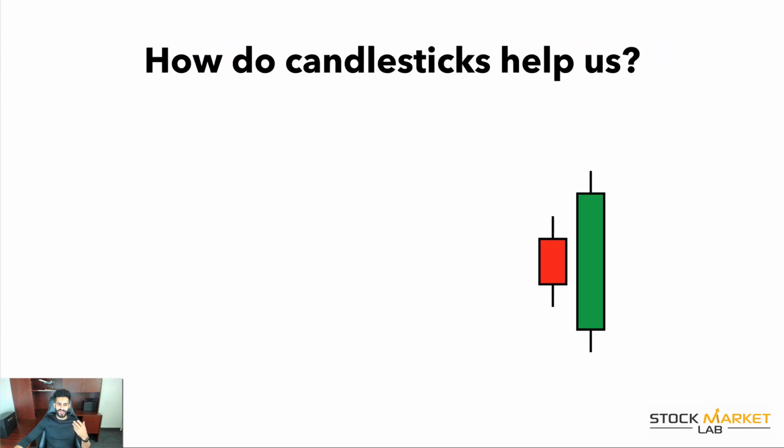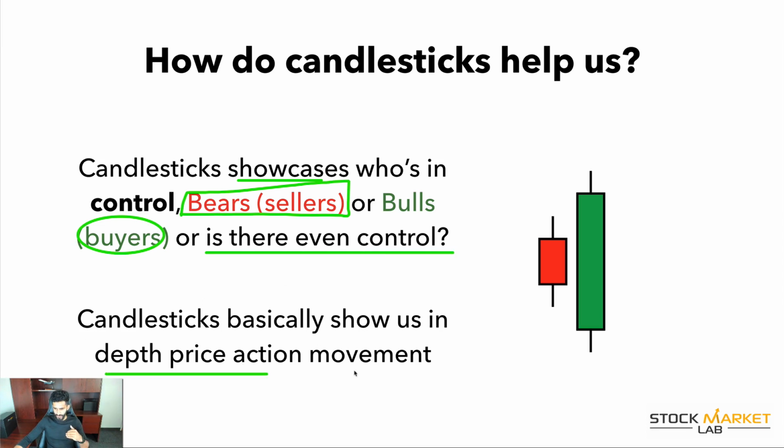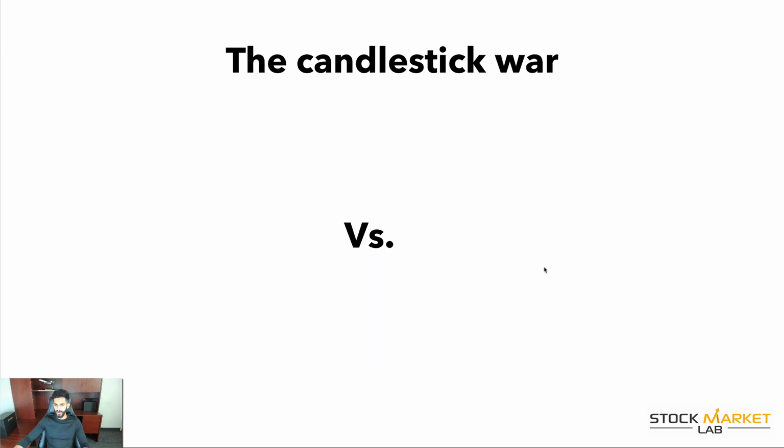Now, how do candlesticks help us? Candlesticks help us by showcasing who is in control: bears, meaning sellers, or bulls, meaning buyers, or is there even control? Candlesticks basically show us in-depth price action movement. So once again, candlesticks showcase who is controlling price. Is it the bulls, the buyers, or the bears, the sellers, or does anyone even have control?